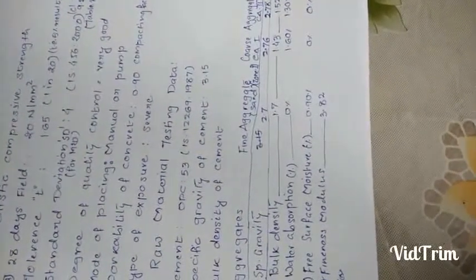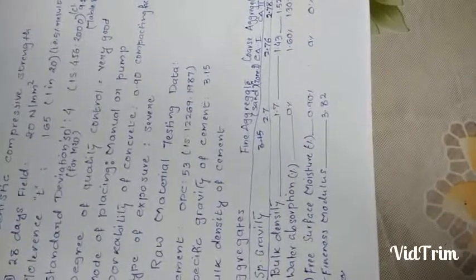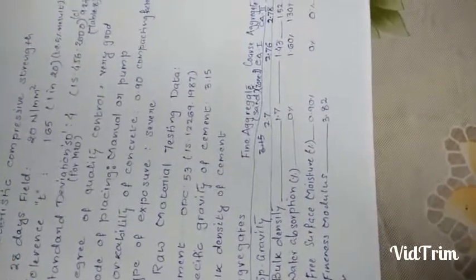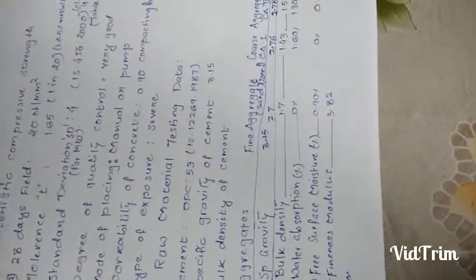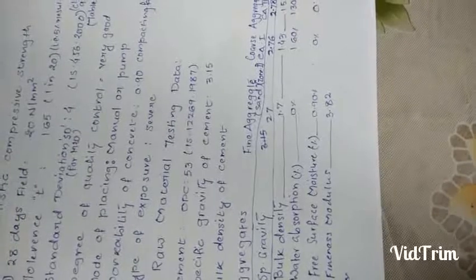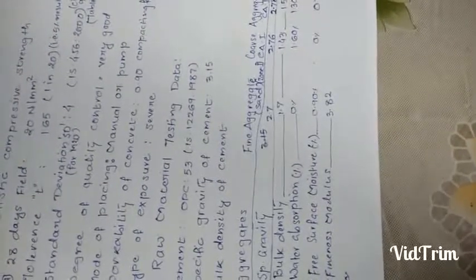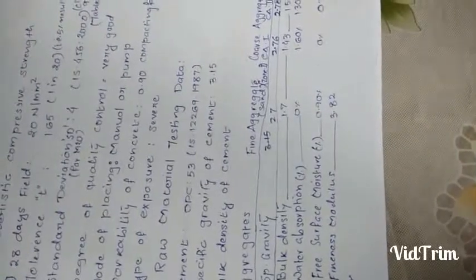Free surface moisture: 0.90 for fine sand, and CA1 0, CA2 0. And fineness modulus is 3.82 for fine aggregate.